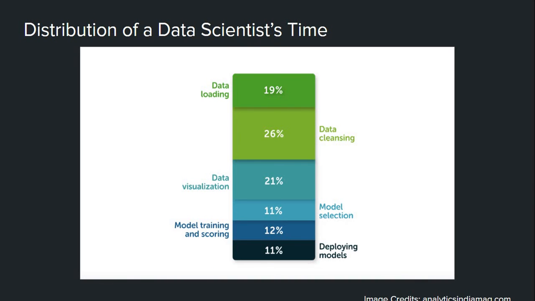Now let us look at something important. Here you can see the distribution of a data scientist's time. As you can see, almost 45%, or almost half the time, is spent on data loading and cleansing. This is called the data preparation stage. And the rest of the time is spent in data visualization, model selection, training, and deploying the models. So the point here is that almost half the time is being spent in data preparation. That makes it a very important step.